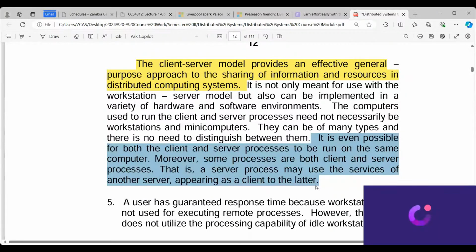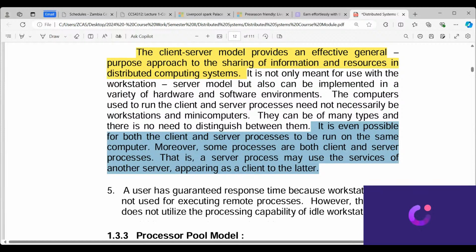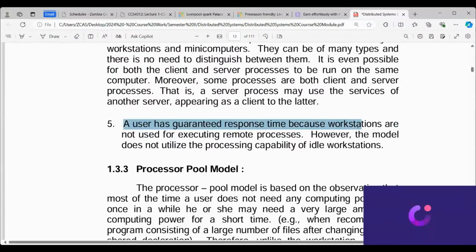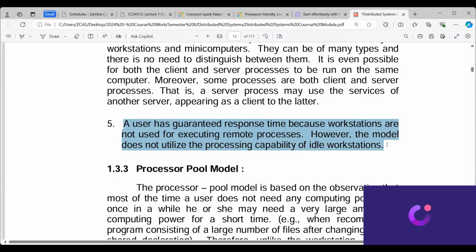So a user has a guaranteed response time, because workstations are not used for remote processes. However, the model does not utilize the processing capability of idle workstations. Okay, so that's about the workstation model. Now we have the processor pool model.